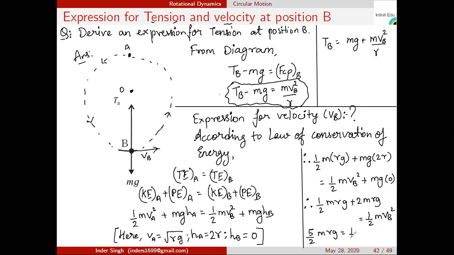It is equal to half m vb square. Okay, so the m term will get cancelled, and the 2 will get cancelled. What is the value of vb then? What will be the value of vb? We will be getting vb square equal to 5rg, and vb will be equal to under root of 5rg.